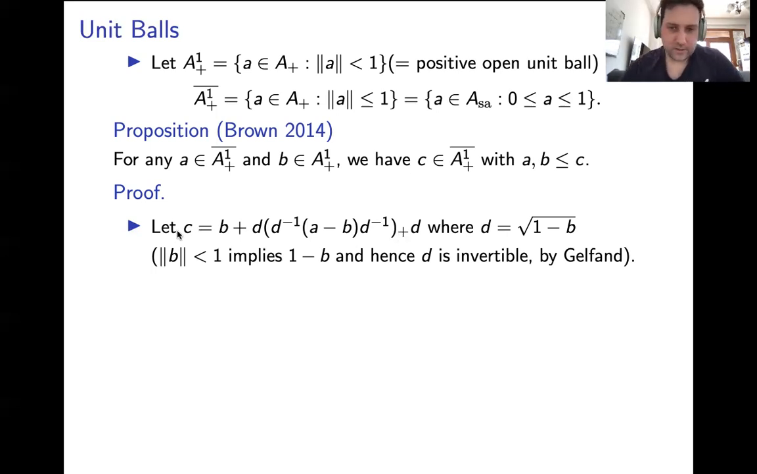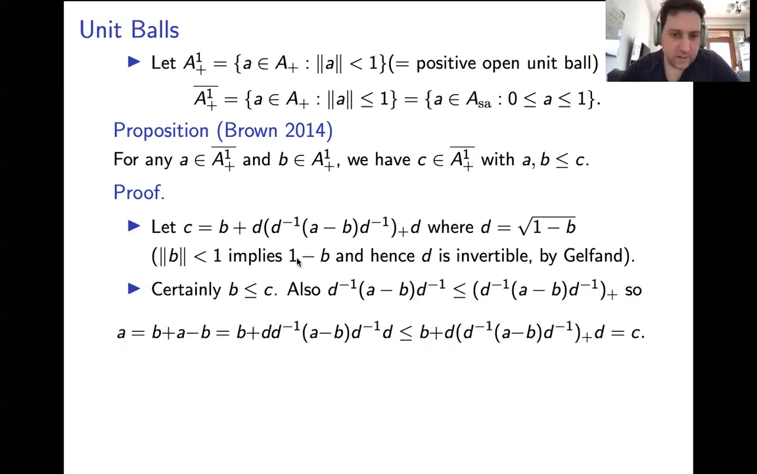So what we have to do is show that this C really does the job, that it's above A and B, and that it also lies within the closed positive unit ball. Well, it's immediate, in fact, that it's above B. Why? Because this whole expression is by definition the positive part of this whole element. Multiplying on either side by D, which is again positive, doesn't change the fact that it's a positive element. So if you're adding a positive element, the definition of the order structure tells you you're going to get something bigger.